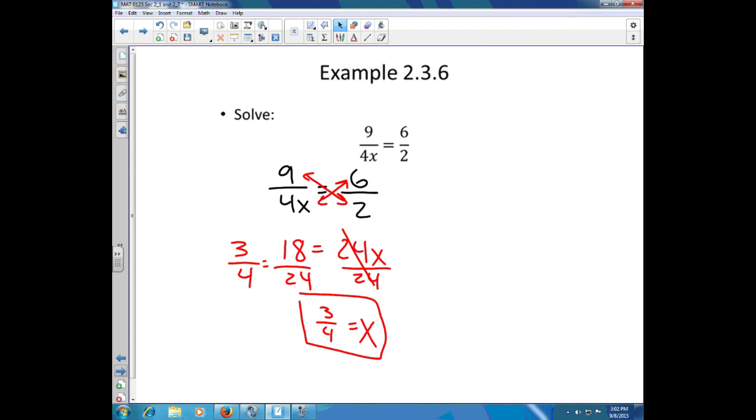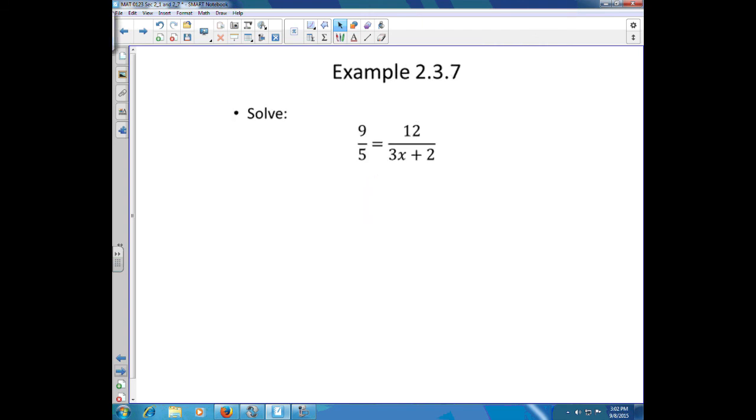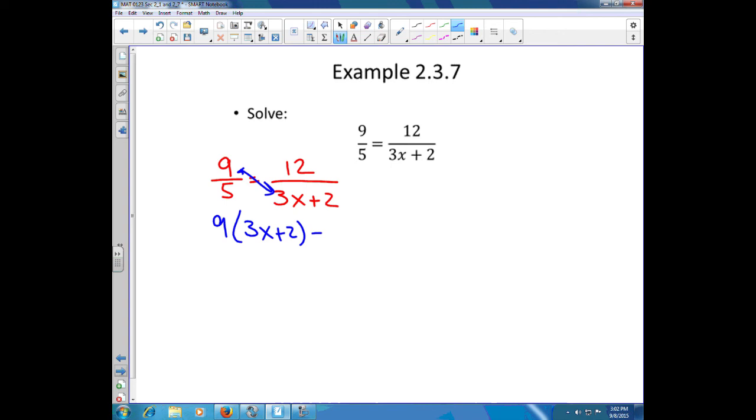So let's try another one of these. 9 over 5 is equal to 12 over 3x plus 2. We just want to cross multiply and set them equal to each other. So we get 9 times 3x plus 2 is equal to 5 times 12. If we distribute, 9 times 3x is 27x plus 18. And 5 times 12 is 60.